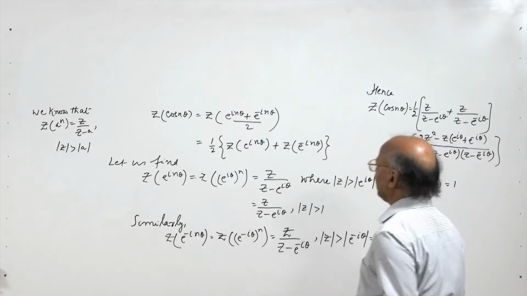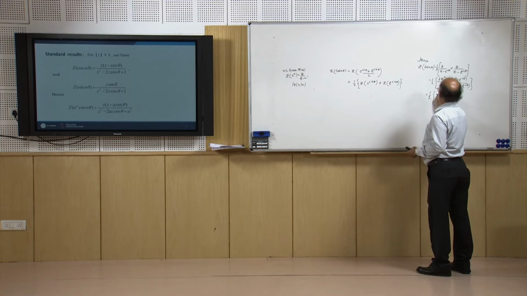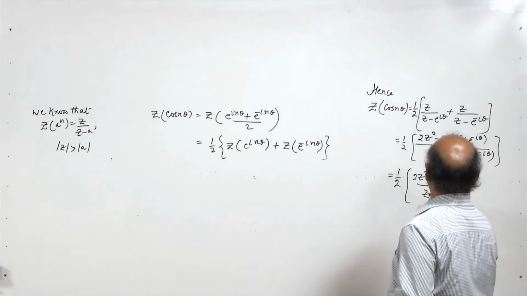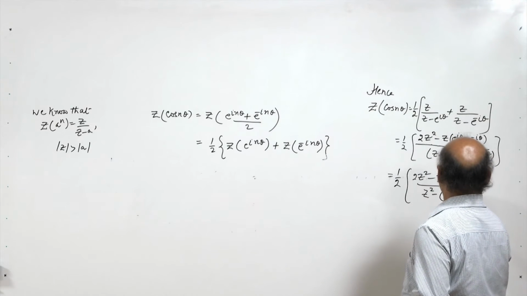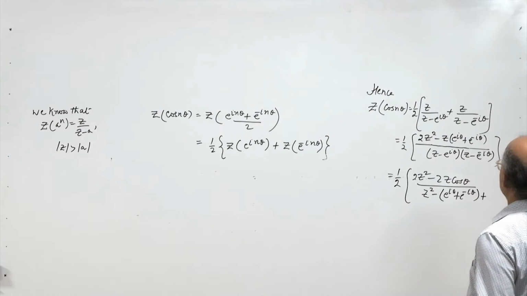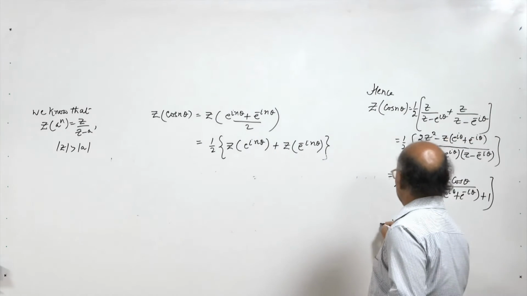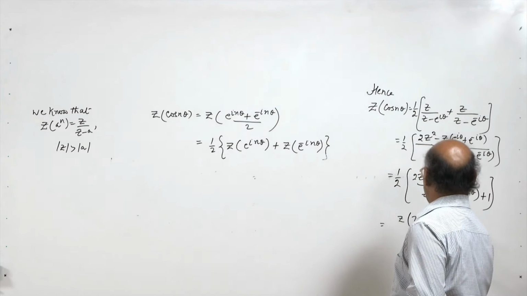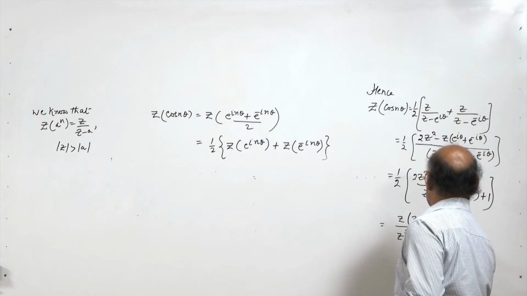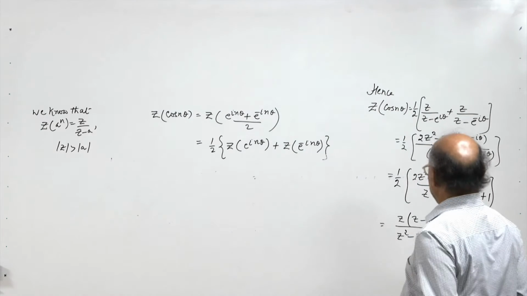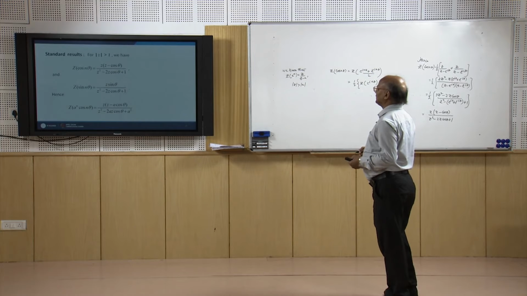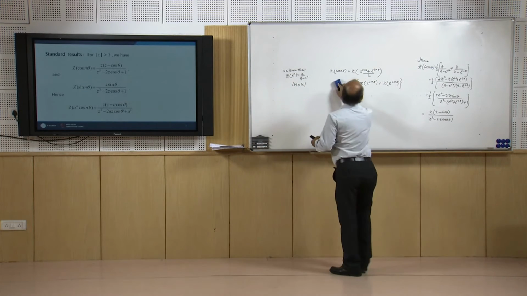Okay. So we can write it as 1 by 2 [2Z square minus 2Z cos theta] divided by Z square minus [e to the power i theta plus e to the power minus i theta] Z, and then plus e to the power i theta into e to the power minus i theta, which is e to the power 0, so we have 1. So this is equal to Z into Z minus cos theta divided by Z square minus 2Z cos theta plus 1. So Z transform of cos n theta is Z into Z minus cos theta divided by Z square minus 2Z cos theta plus 1. Similarly, we can find Z transform of sin n theta.